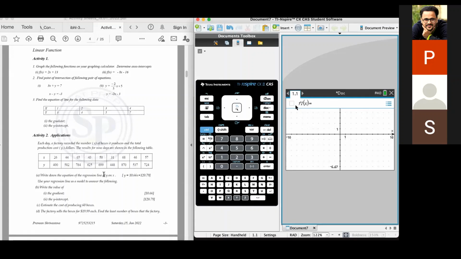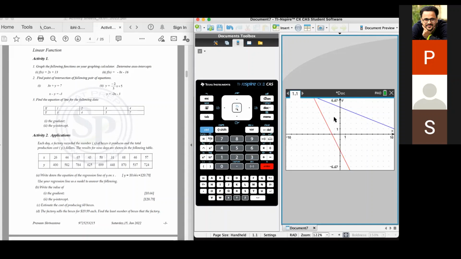Now the pair of system of equations we can find. By drawing or typing the equation, we need to convert it into the mx plus c format here. So the second question, y equals minus 2 upon 5x, minus 2 upon 5. So that is one equation, and the second one is minus 2x plus minus 3.